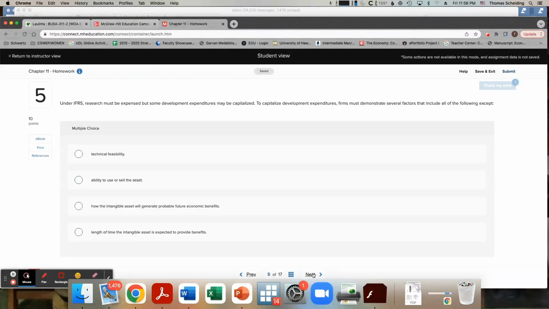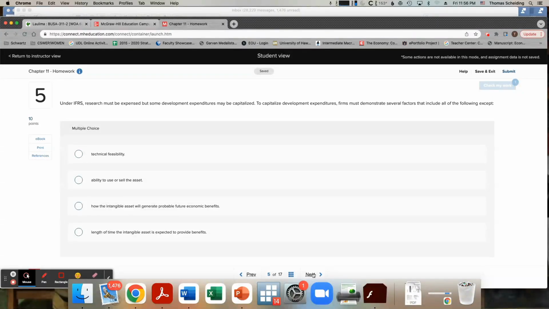Okay. Under international financial reporting standards, research must be expensed, but some development expenditures may be capitalized. To capitalize development expenditures, firms must demonstrate several factors that include all of the following except.